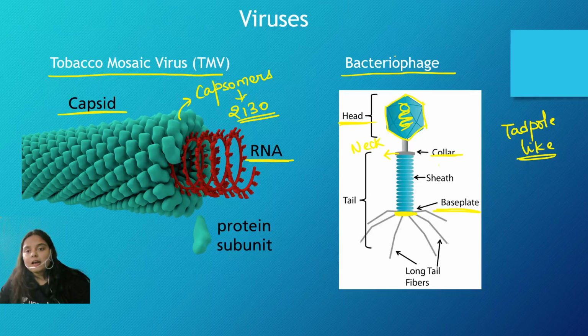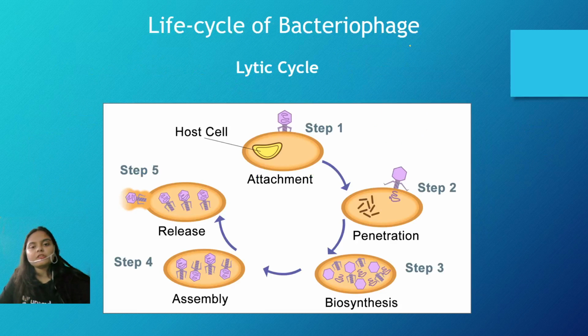Now let us understand the life cycle of these bacteriophage viruses. Because from the examination point of view, the life cycle of these viruses is important, also for your conceptual clarity. So the life cycle of bacteriophage is generally of two types: the lytic cycle, and the second one is the lysogenic cycle. Let me first explain how this lytic cycle is completed in case of bacteriophage.